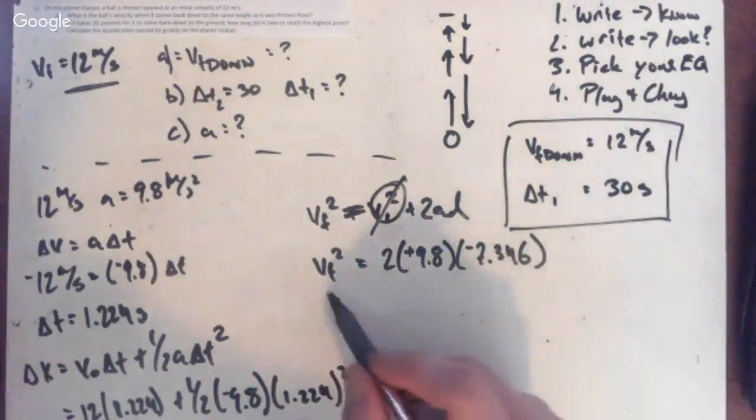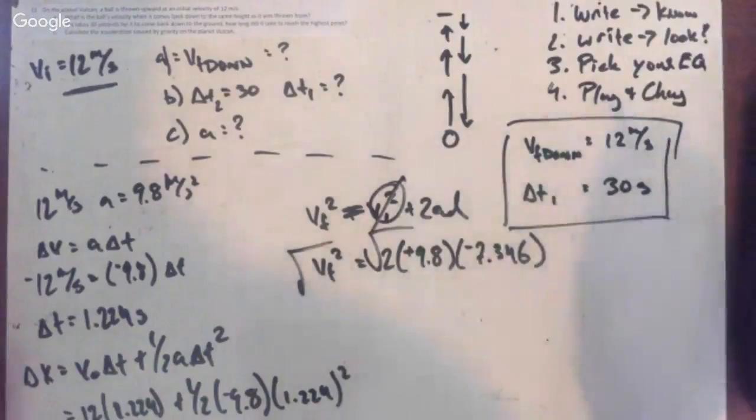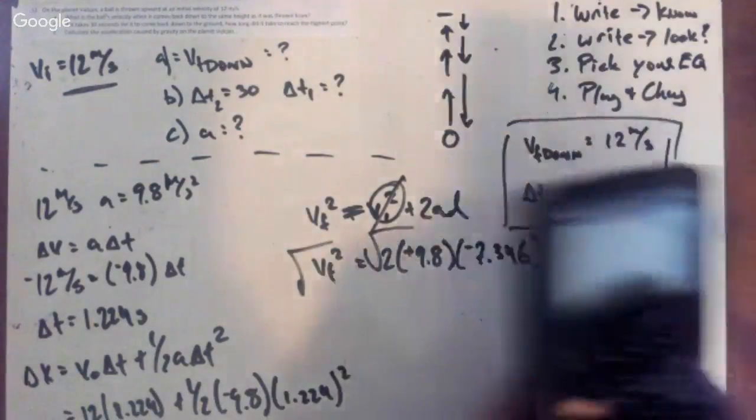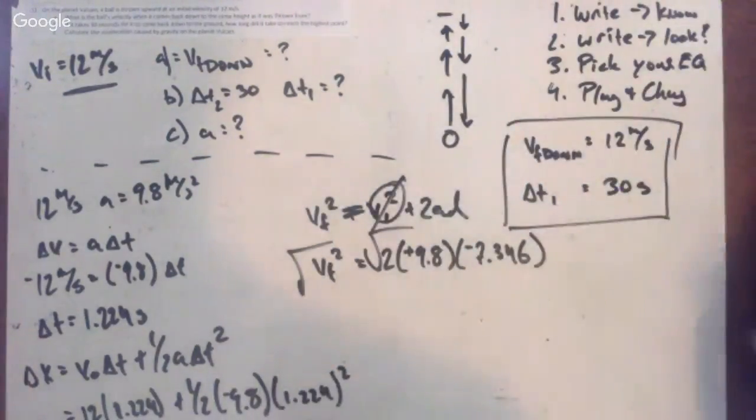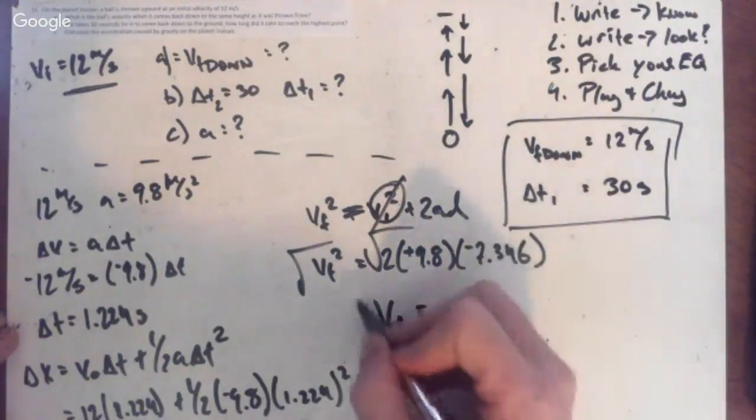All right, so we're going to go ahead and plug that in. So 7.346 times 9.8 times 2. Now, square root of the answer should give us our initial velocity. And for those of you paying attention, that is exactly what it gave us. VF equals 12 meters per second.